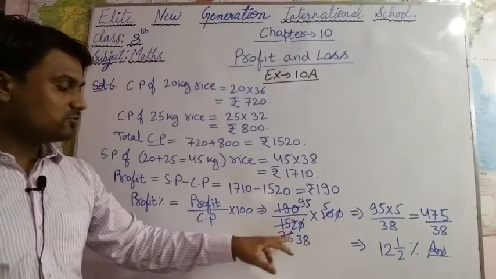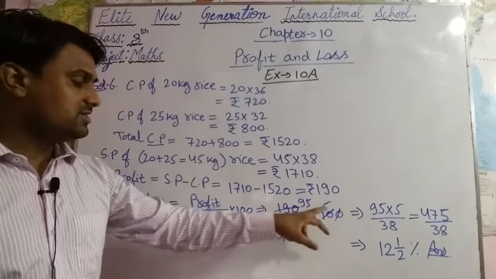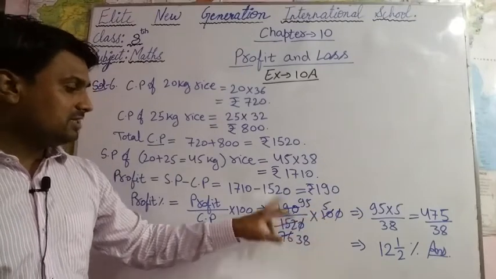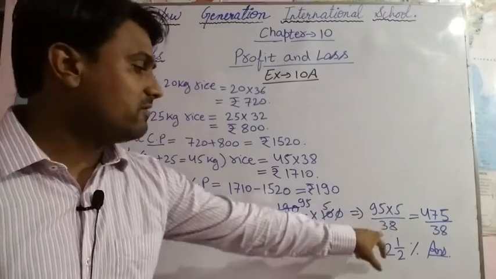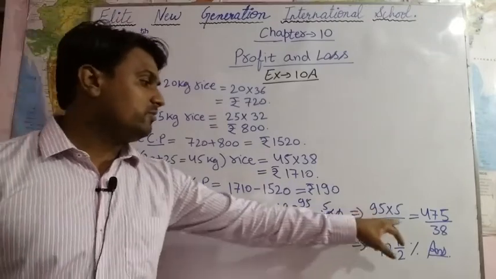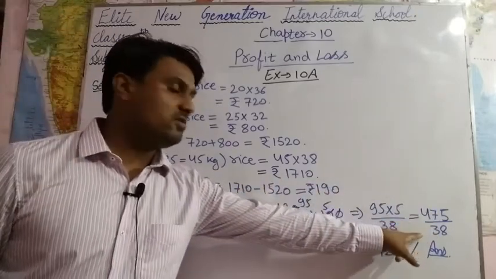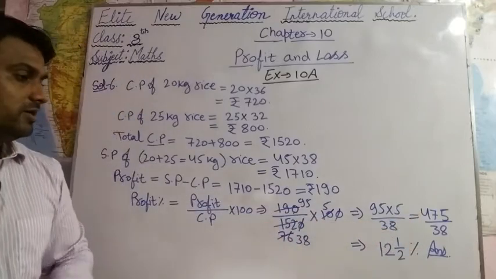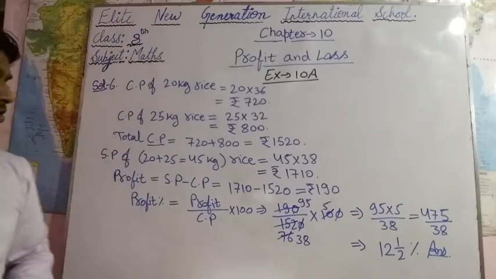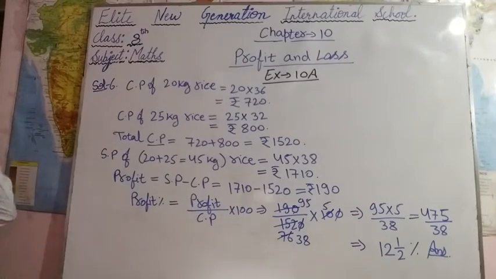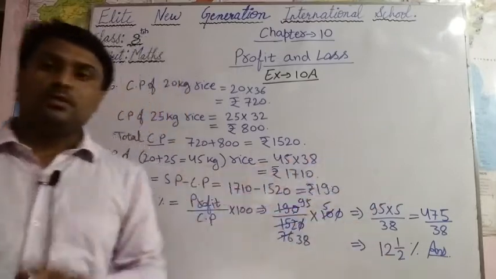When we solve it, first of all we can cancel this 0. Now we can cancel it by 2, so it will be 76 and it will be 5. Again cancel these by 2, it will be 38 and it will be 95. Now 95 into 5 will be 475 upon 38. 475 will be divided by 38. Now we can find it in mixed form, so it will be 12 whole 1 upon 2%. So here we can say that profit percent on the whole transaction will be 12 whole 1 upon 2%.